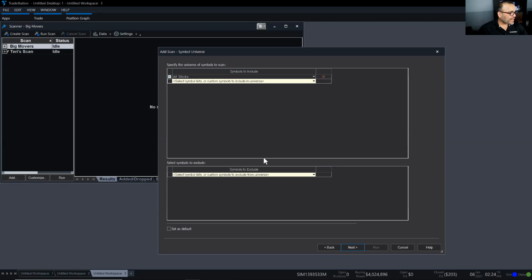Robert, I see your question about 9.5. Yes, the functionality that I'm showing here is also available on TradeStation 9.5. So if you're using an older version, it should work exactly the same. Let's click Next here. Okay.